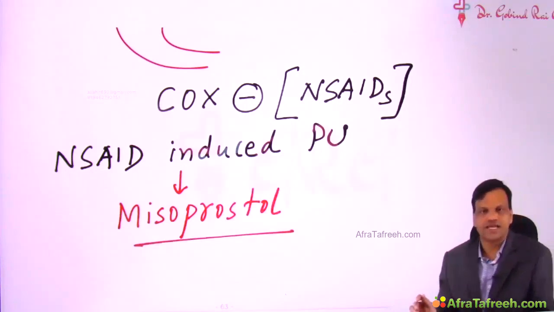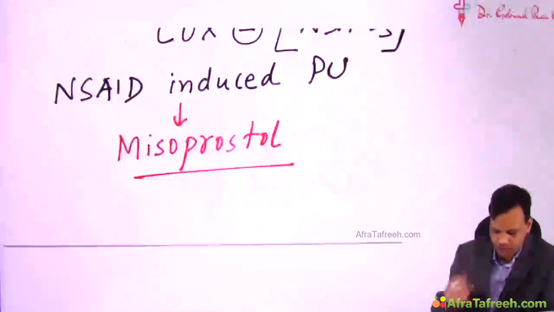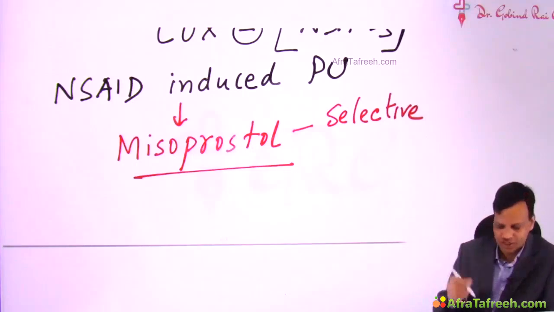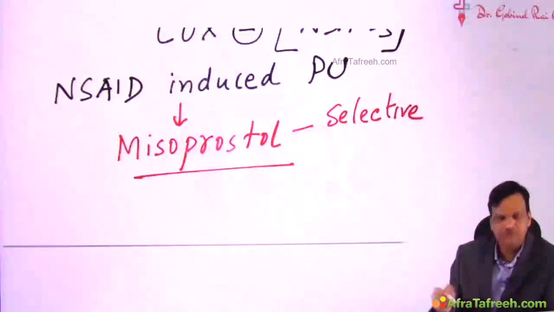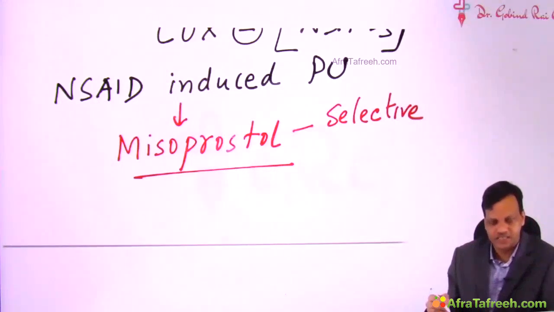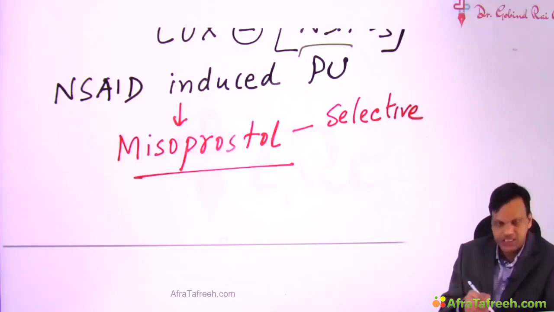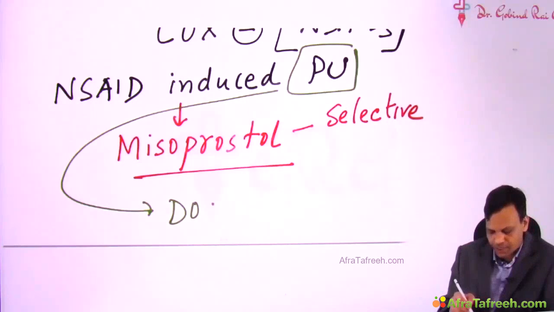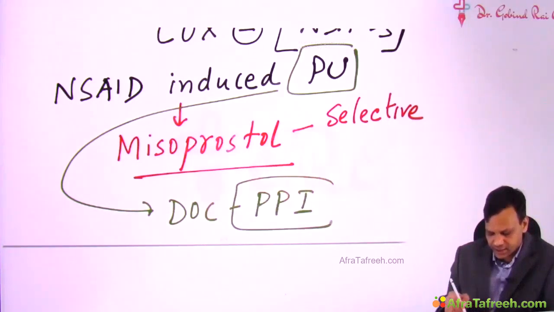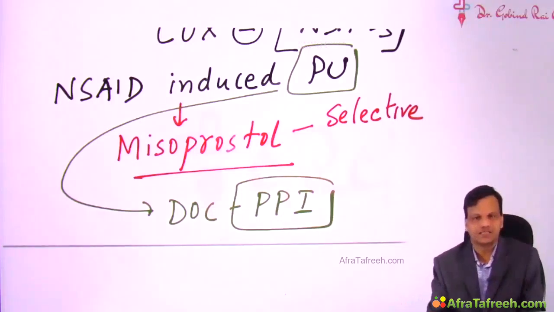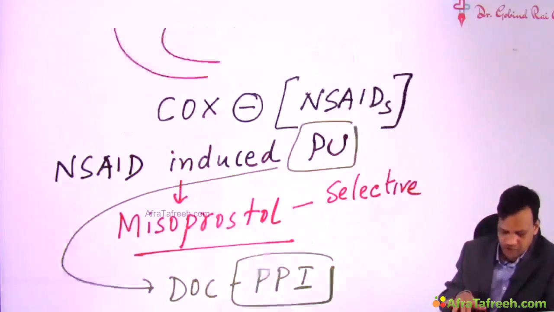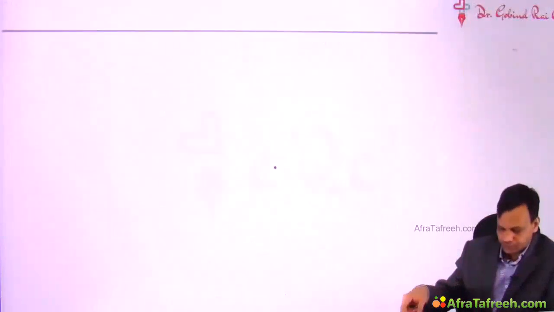Misoprostol can be used for NSAID induced peptic ulcer, but important to remember, it is not the drug of choice, because for a drug of choice the drug should be very safe also, effective as well as safe. Drug of choice for every peptic ulcer, including NSAID induced peptic ulcer, is always proton pump inhibitors. We will discuss in the GIT. Even for NSAID induced peptic ulcer, drug of choice are PPIs. So that is about the effect of prostaglandins on the stomach.